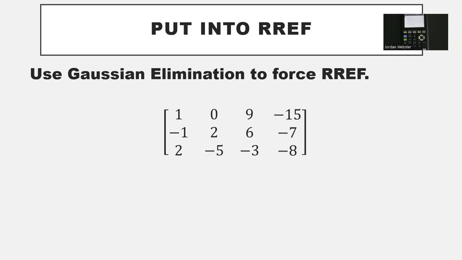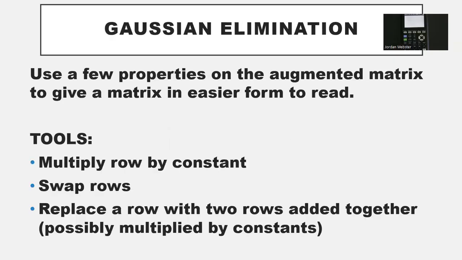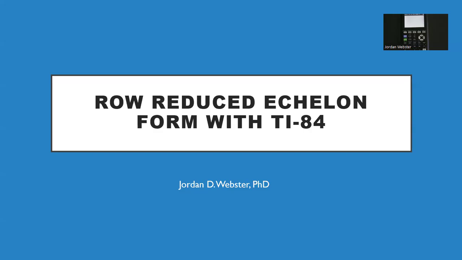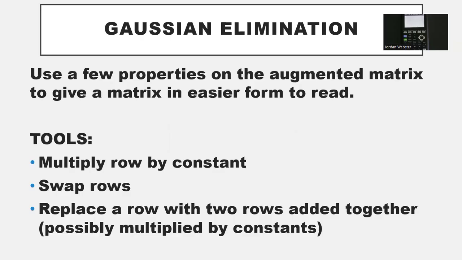So there we go. That's how to use your calculator to put a matrix in, or give the row reduced echelon form of the matrix. We did that using RREF and then also using the step-by-step tools of Gaussian elimination, which are programmed into your calculator.